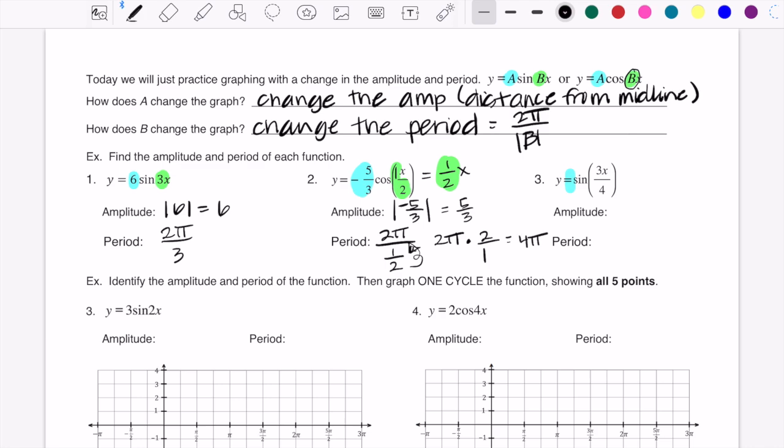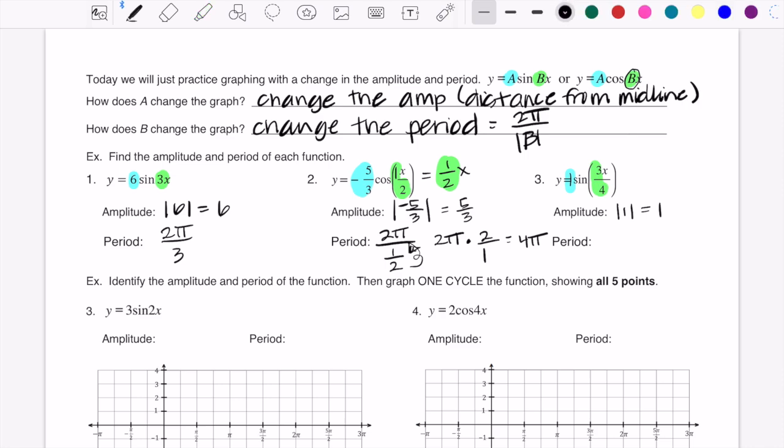Okay, and then for this one, we can see the amplitude is the absolute value of 1, which is 1. I always make my absolute value sign so I don't ever forget, but it's not a requirement. It's just asking you for the amplitude.